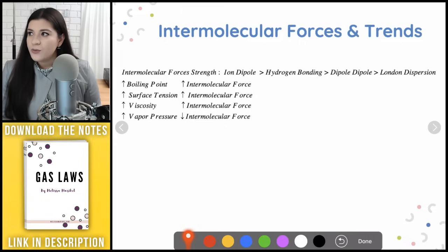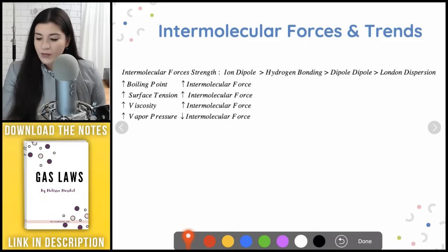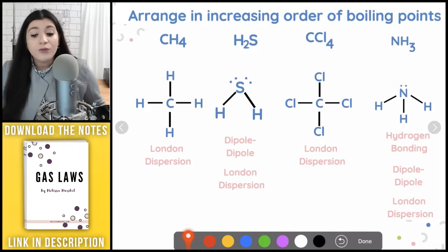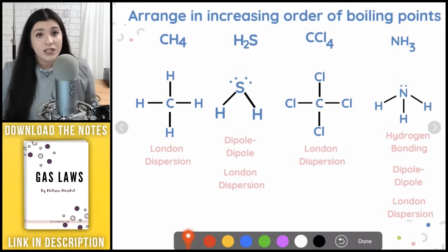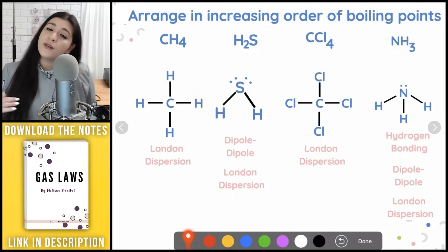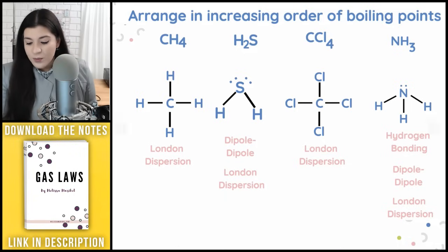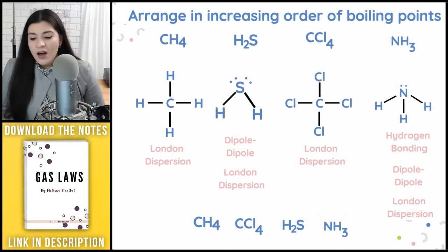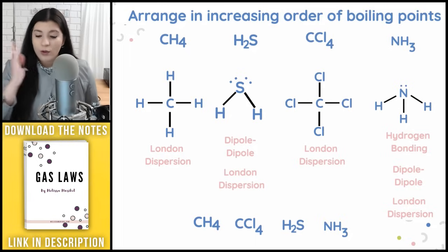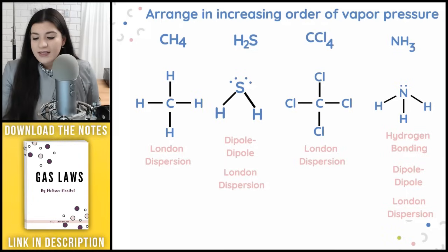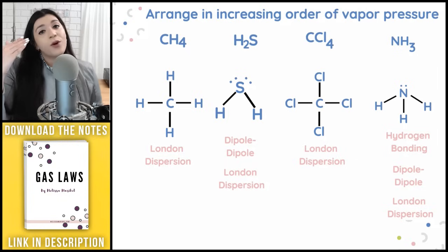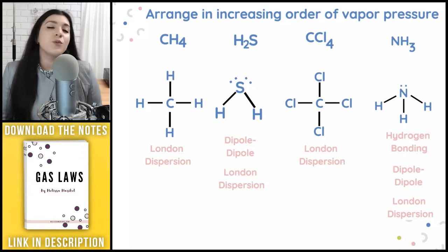So let's do maybe one more and then I'm going to move on to the next topic. If we were to arrange this in increasing order of boiling points, remember that the trend says as we increase our intermolecular forces, our boiling point also increases, so they are proportional to one another. The same thing would apply here. It's going to be the exact same order that we found before. And then next, if we were to have something else, like vapor pressure, well, we stated that the higher the vapor pressure, the lower or the weaker the intermolecular force.